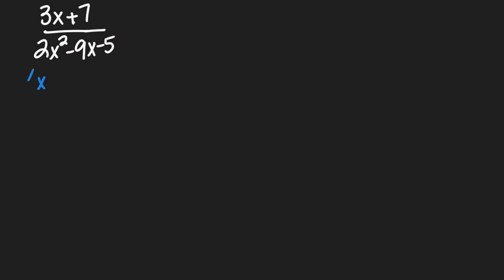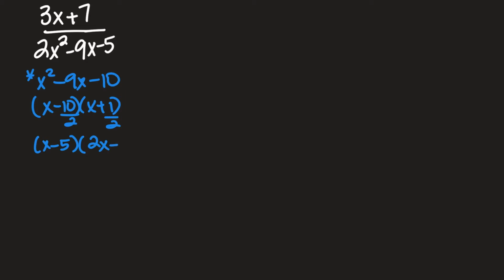and I'm going to attempt bottoms up. So I have x squared minus 9x. Remember, we give the 2 to the last term, which is a negative 10. So that gives me x minus 10 and x plus 1. Remember, it has to multiply to be the last term and add to be the center term. But we have to divide that 2 back out. So the first factor reduces to x minus 5, and the second factor we bring the bottom up, and we get 2x plus 1.